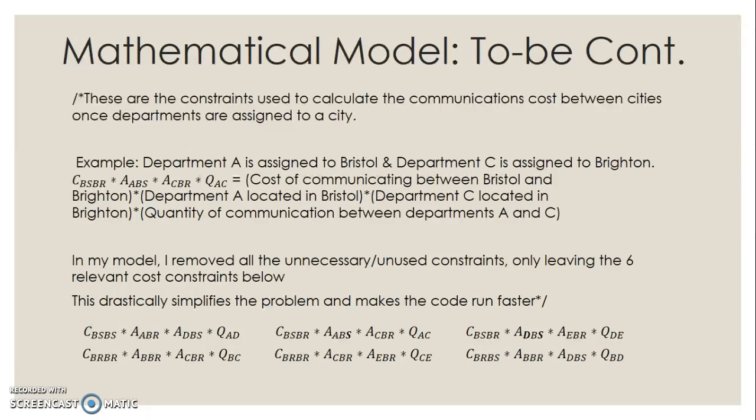To give an example of what this means, Department A is assigned to Bristol and Department C is assigned to Brighton. You calculate the costs of the communications using this formula, meaning the cost of communicating between Bristol and Brighton times Department A located in Bristol times Department C located in Brighton times the quantity of communication between Departments A and C. That's how I wrote each of the constraints for calculating communication costs.